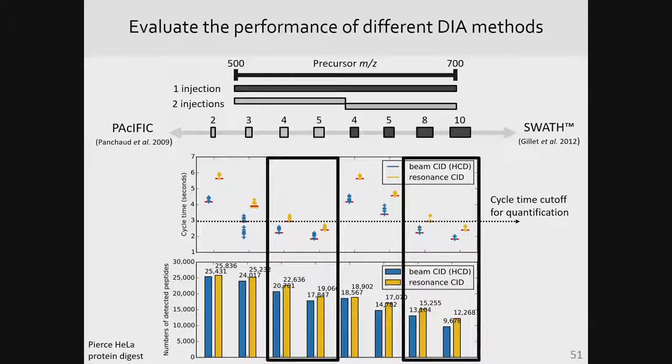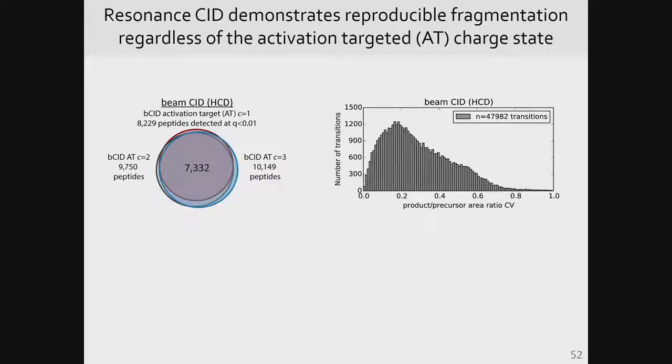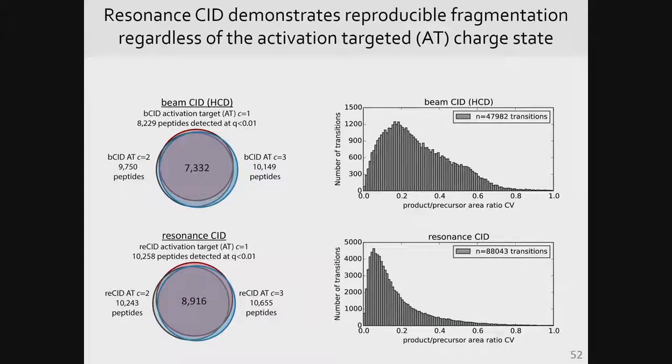So for quantitation, this leaves us with a couple of methods. We are spanning just a fairly narrow isolation window, just 500 to 700. Another key component is that this is data at a non-optimal charge state for beam CID, and there's less overlap than for resonance CID. So the key component is that resonance CID doesn't really care about charge state, beam CID does, but in the end, the difference was less important for us than the overall speed.